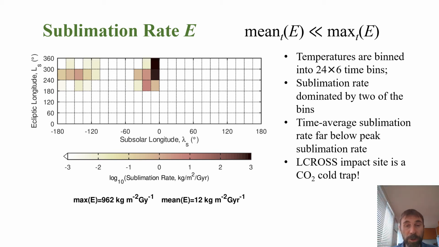And so if one just picked the peak value, right, one would end up with something almost 1,000 kilograms per square meter per gigayear. But if one does actually the time average, because most of the time sublimation is really negligible, we just get 12 kilograms per square meter per gigayear. Now, 12 kilograms per square meter per gigayear, that's a very plausible, very realistic sublimation rate. And this pixel here is the LCROSS impact site. Not during impact, but from data before and after impact. And so the LCROSS impact site is a CO2 cold trap. Right? These data tell us.